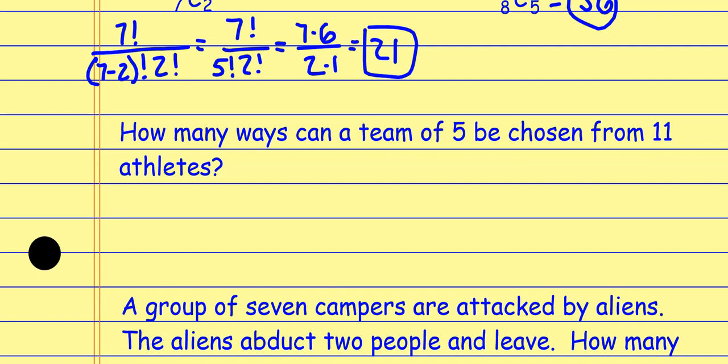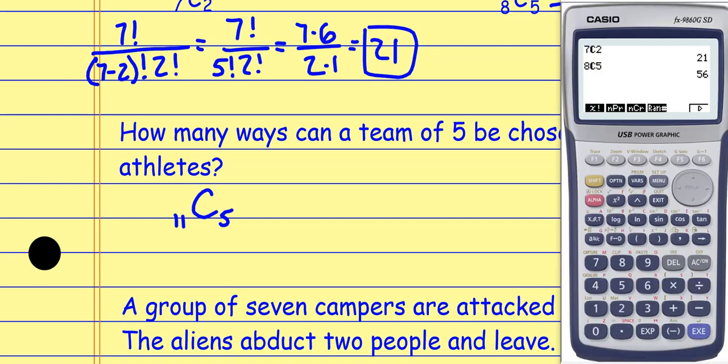So that's when order doesn't matter, okay? If changing the order changes the result, it matters. So here I do the combination. There are 11 athletes, and we're picking 5 of them. So it's 11, choose 5.